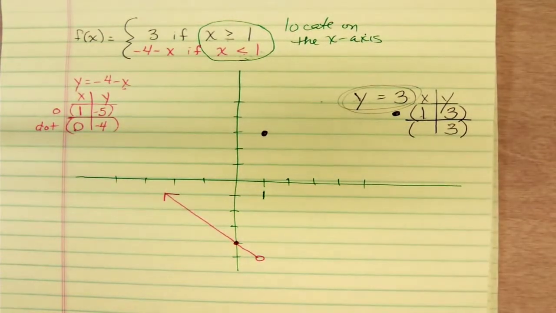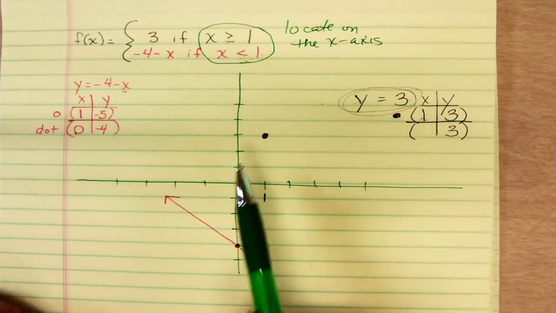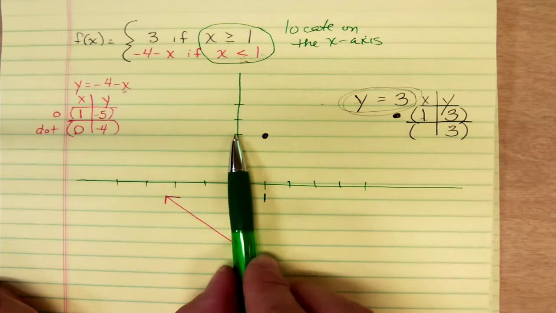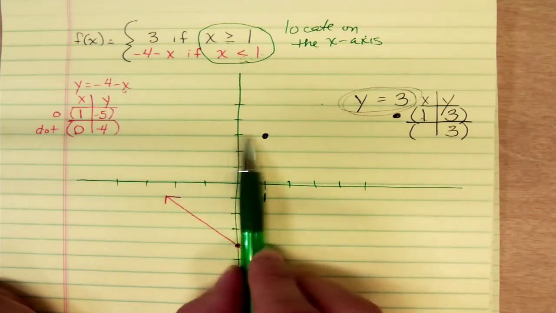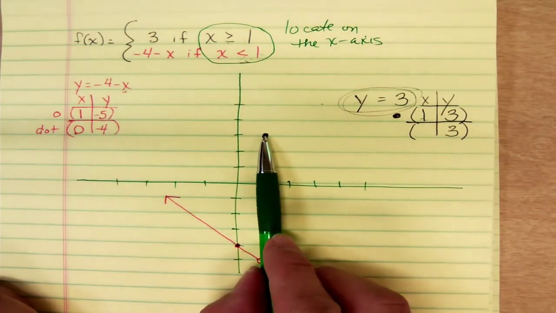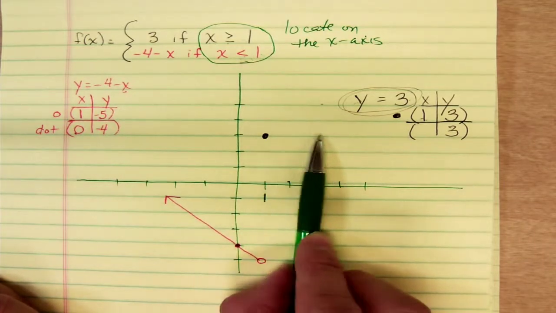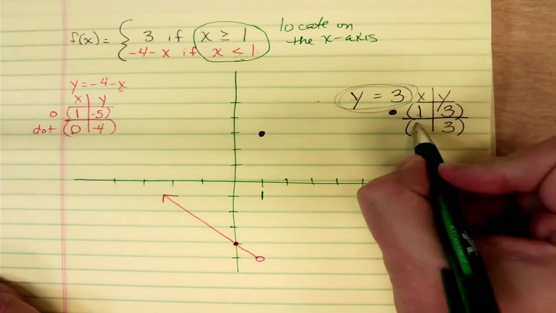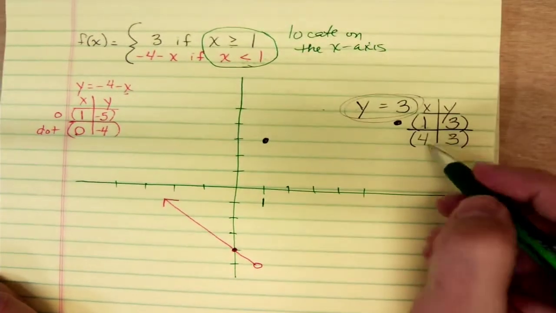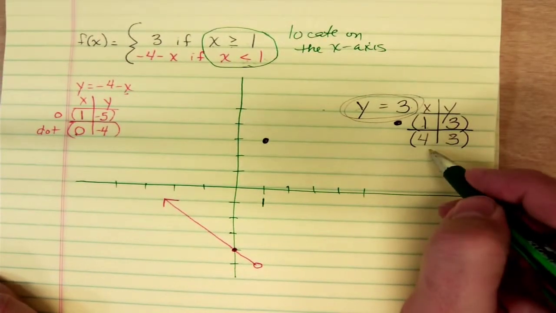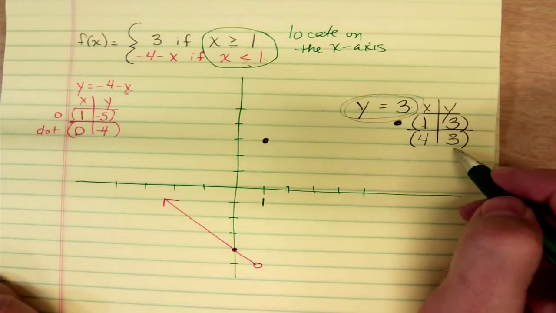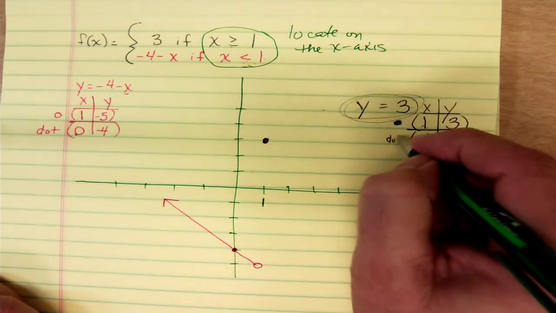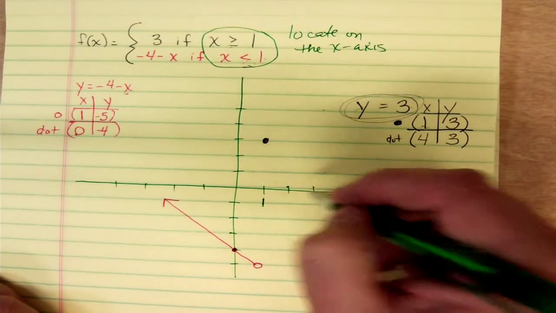And I still need another point. So choose any number to the right of 1. Don't use 0, or else you're going to have the graph going to the left of 1. This black graph should only be going to the right of 1. So you could use a 2, a 3, a 4. I'm going to plug a 4 in. And notice, it doesn't matter what the x value is. Y is still 3. So when I connect, and this is just a dot, which looks like a closed circle.